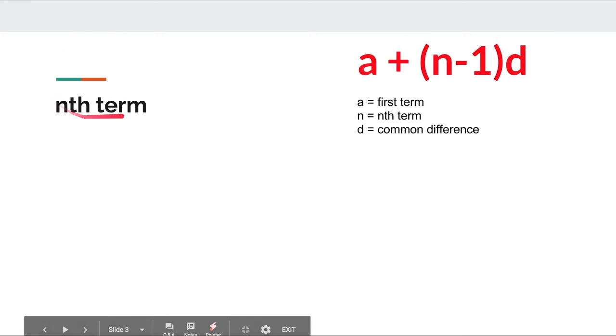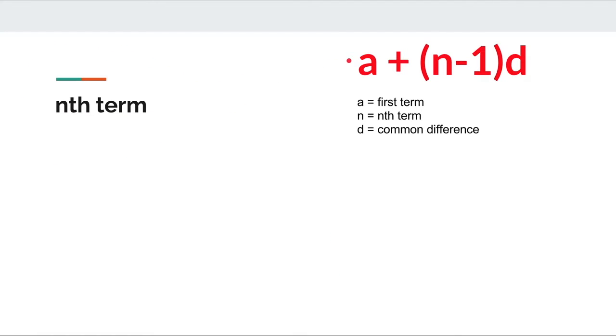So the nth term is calculated by the formula a plus (n minus 1)d, which you will be given in your exam. a is the first term of the sequence, n is the number of the term you want to find. d is the common difference, so by how much it increases or decreases by each term.